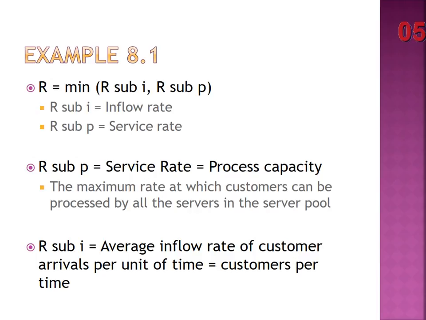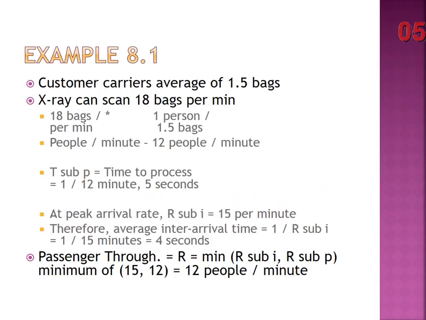So the customer carries an average of 1.5 bags. Again, our X-ray can scan 18 bags per minute. We take 18 bags times one person per 1.5 bags, and that gets us to the 12 people per minute. So that's how we're transitioning into that measurement of 12 people per minute.